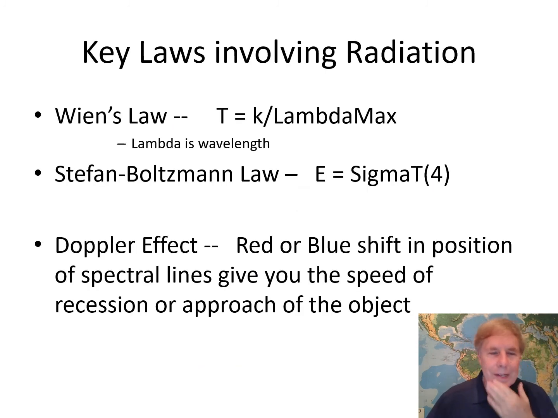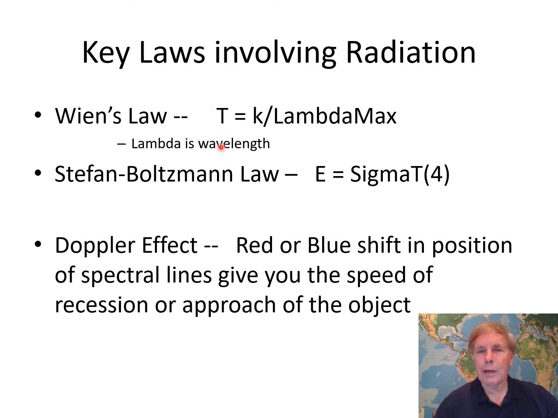Here's a couple of laws. These things are very useful. Here's Wien's law. This is the one that says the surface temperature of a star is equal to some constant K divided by the lambda max. The lambda is the wavelength. The lambda max is the wavelength of the maximum radiation. So all we have to do with that little scanner is find where the max radiation is, make note of what the lambda max is, and we have got the temperature.